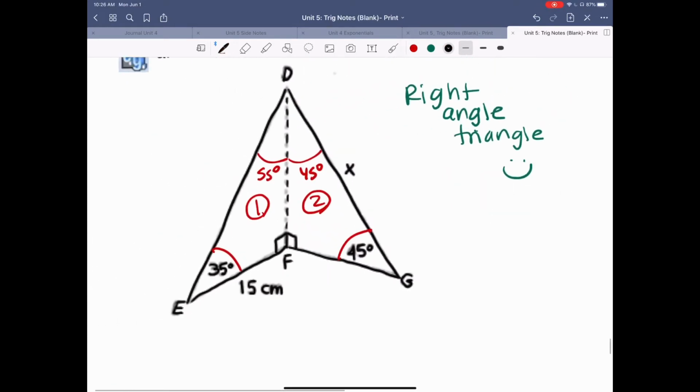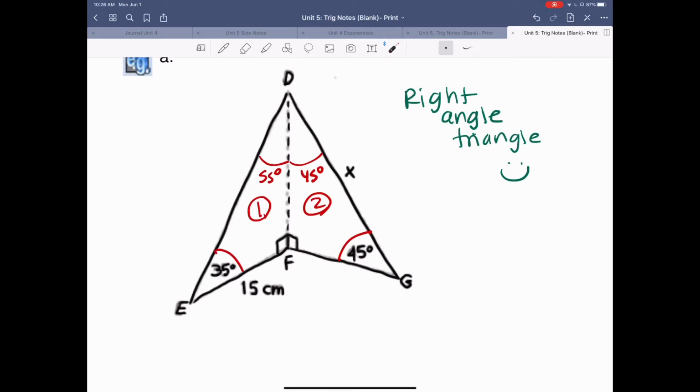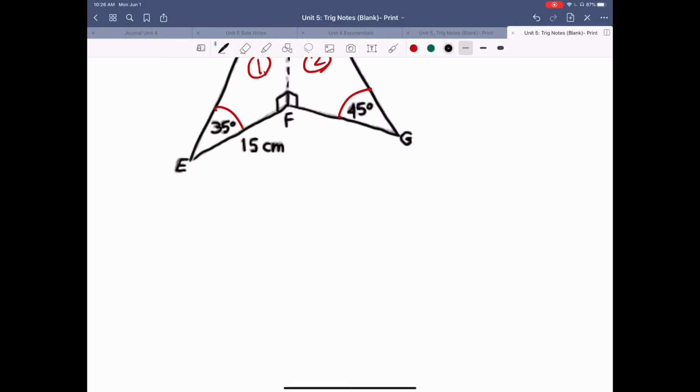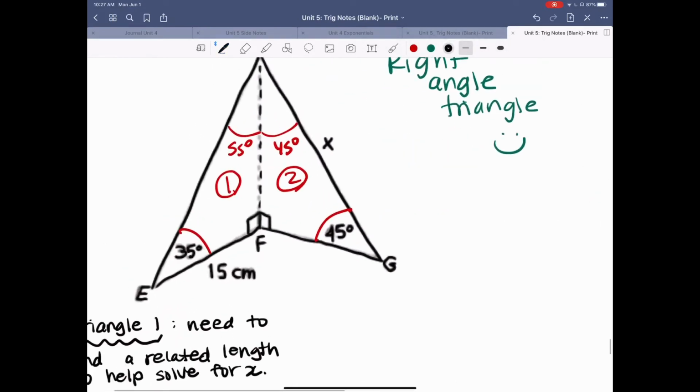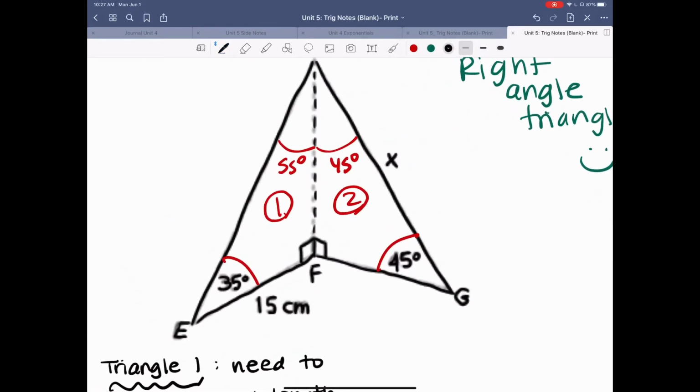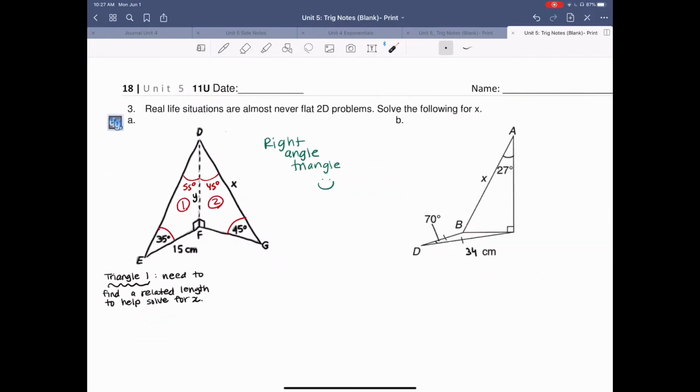So what triangle do you think you need to work on first? For triangle 1 versus triangle 2, in triangle 1, I have the information that one of the side lengths is 15 centimeters. However, in triangle 2, I do not have any information. So for that reason, I'm going to work on triangle 1 first. What I mean by that is if I find this length, which is a related length, and that is connected to this triangle, that's going to help me solve for x.